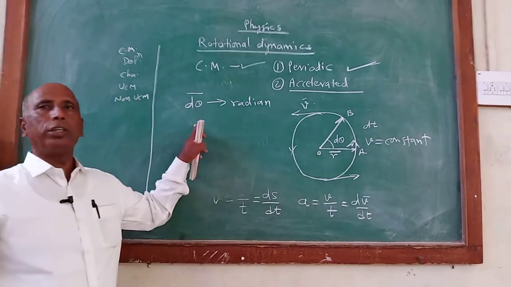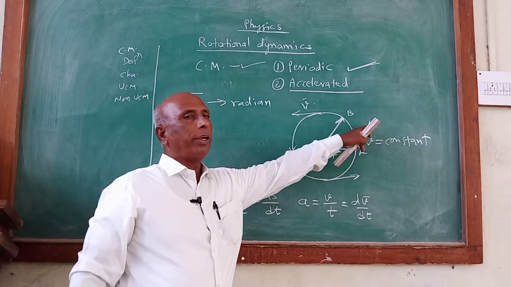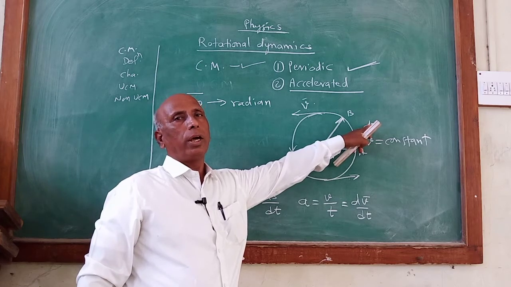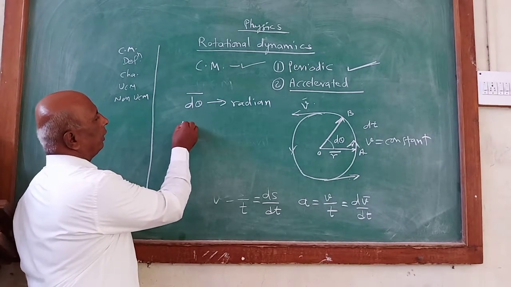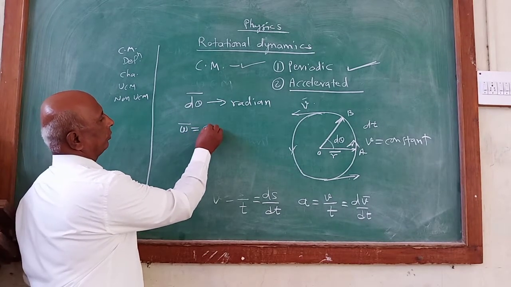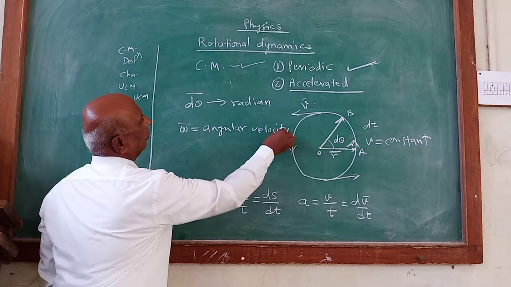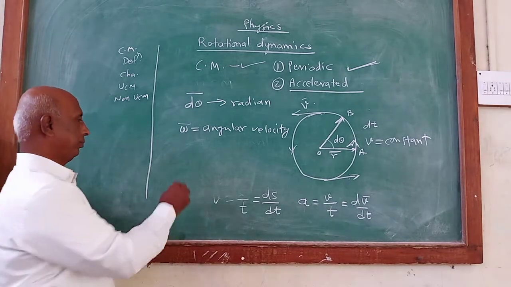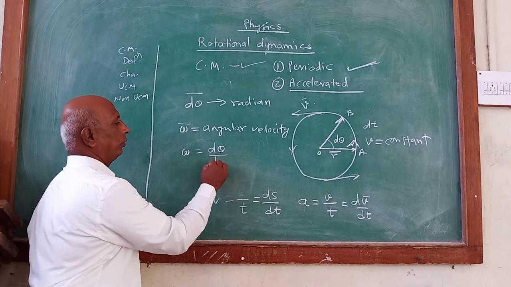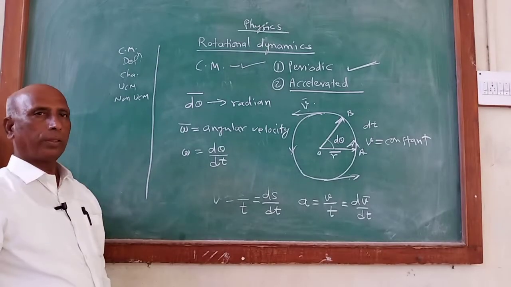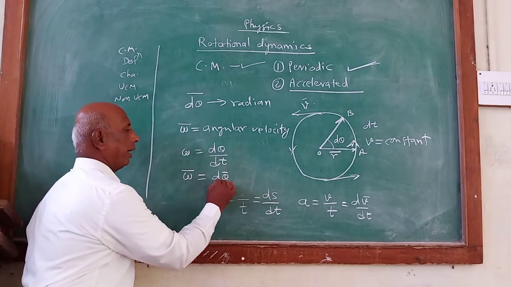So how can we define angular displacement? The angle traced by the radius vector in a given interval of time is called angular displacement. Now we have one more quantity called angular velocity. It is defined as the rate of change of angular displacement with respect to time. In vector form, omega bar is equal to d theta bar by dt.